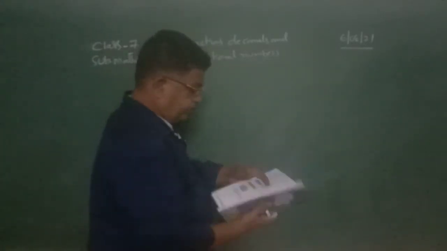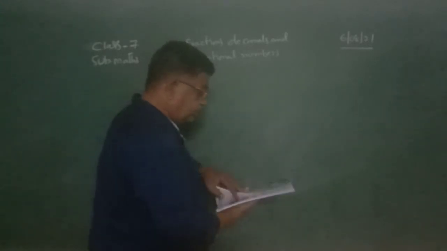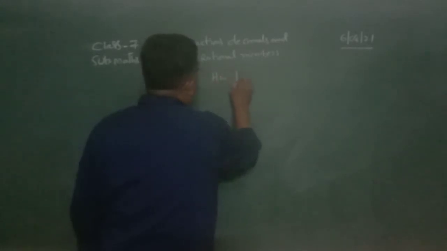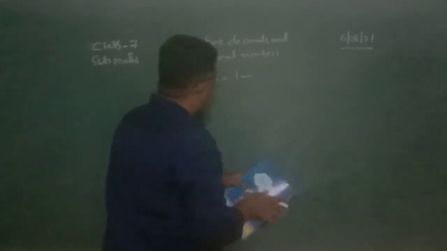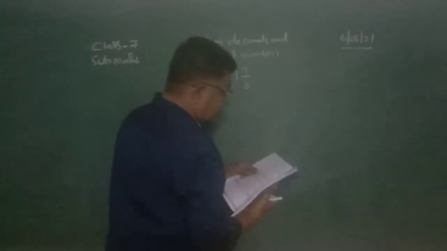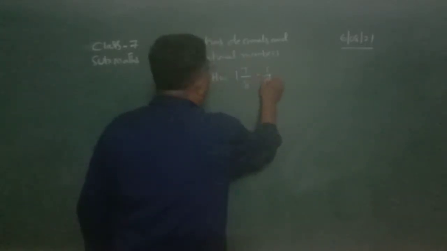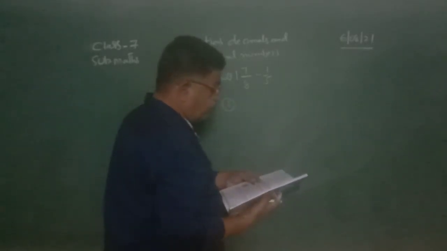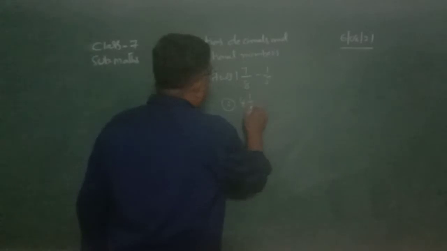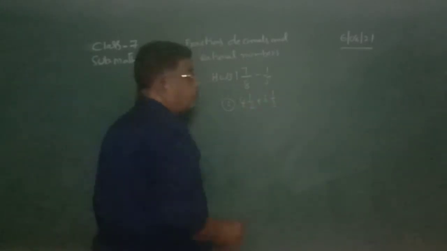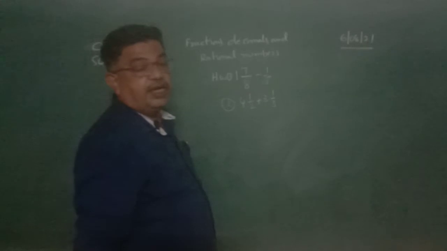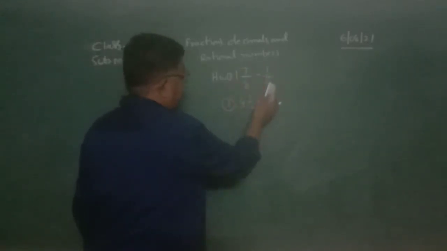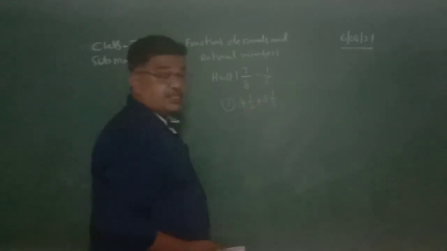Next. These two you try as homework. 1 7 by 8 minus 1 by 5. Here you want to do subtraction. Same process, LCM and subtraction. 4 1 by 2 plus 3 1 by 3. So these two problems you want to do as homework by taking LCM and simplification.